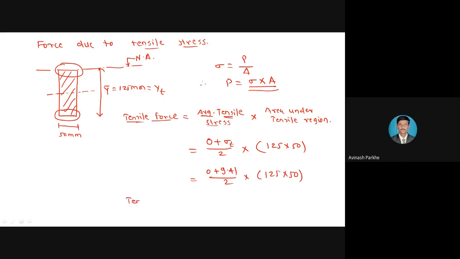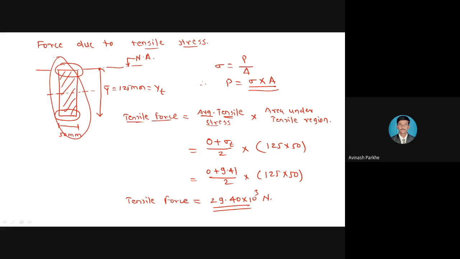You will get the tensile force. Tell me the value of the tensile force. 9.41 divided by 2 into area 125 into 50. What is the value of tensile force? 29.40 into 10 raised to 3 Newton. So this represents the value of tensile force which is induced in this particular total region.